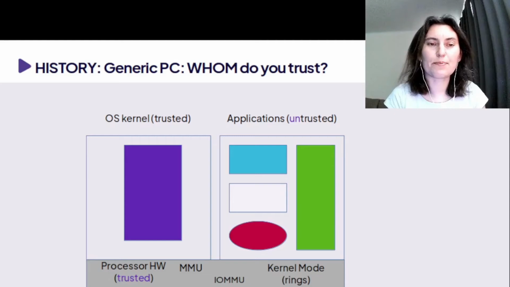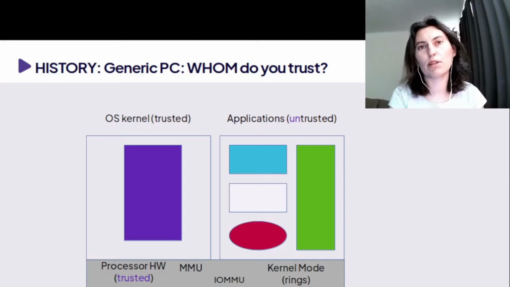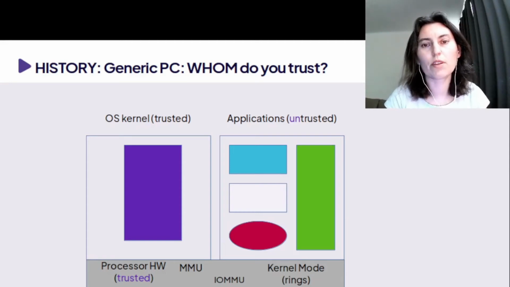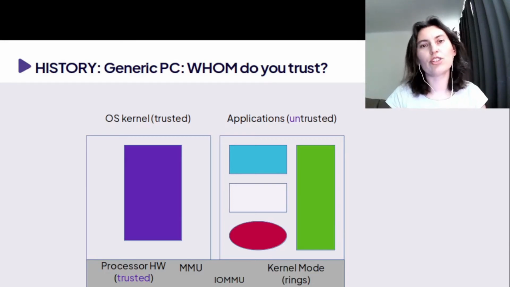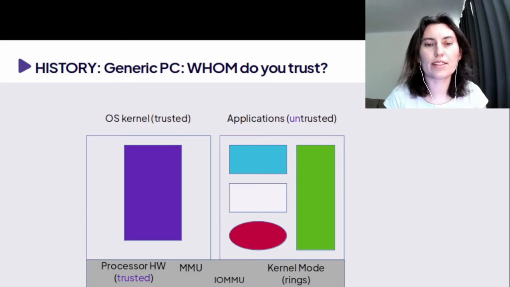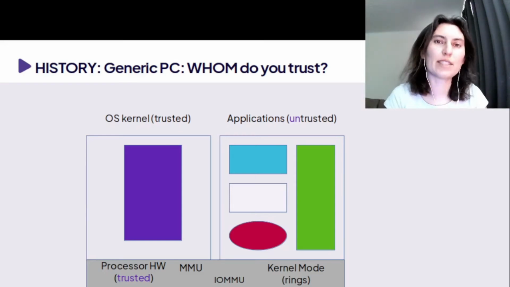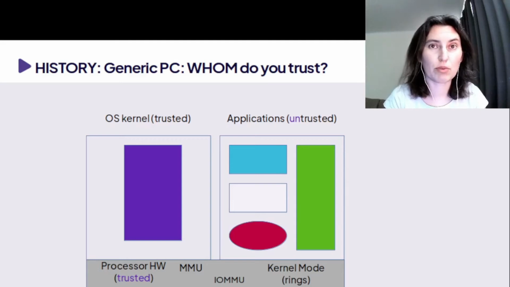In this case, we usually trust the operating system kernel because it is running a big part of the protection between the applications. It's using the hardware, but it's really implementing a big part of the protection. And then the applications are generally untrusted. They can be running, trying to do things that try to bypass the security measures that we have set.